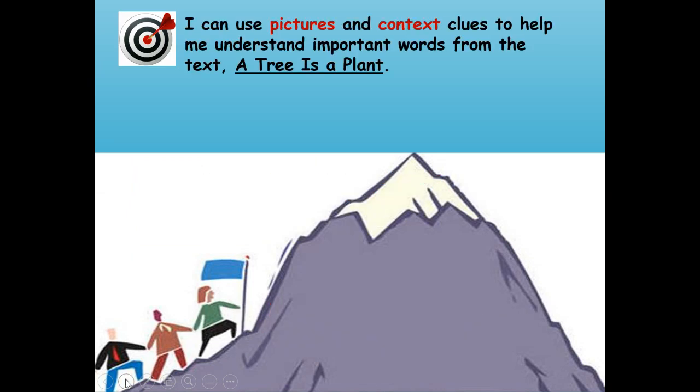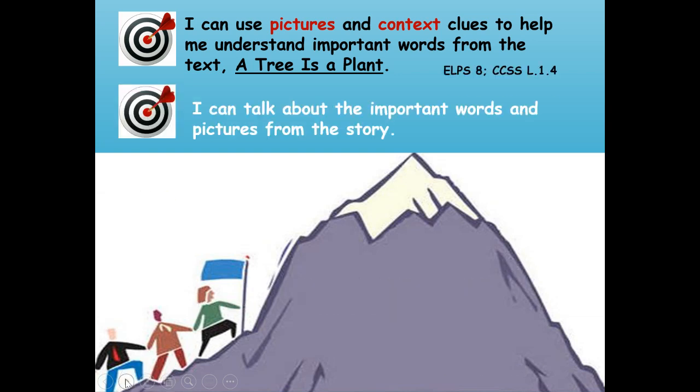So here's our first learning target. I can use pictures and context clues to help me understand important words from the text "A Tree Is a Plant." And here's our second learning target. I can talk about the important words and pictures from the story.